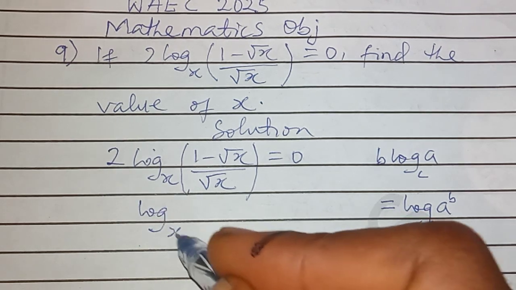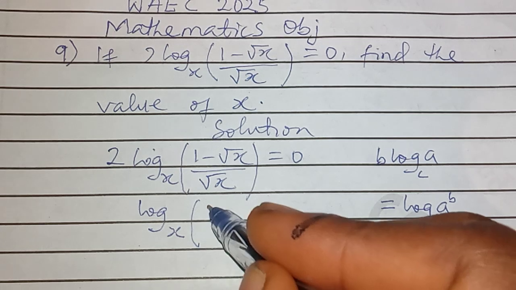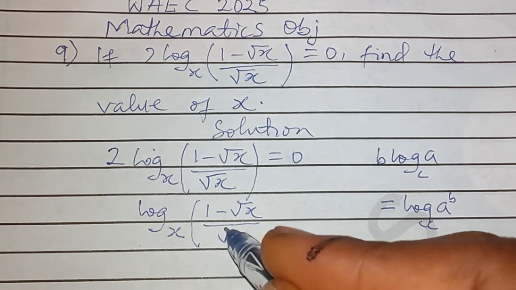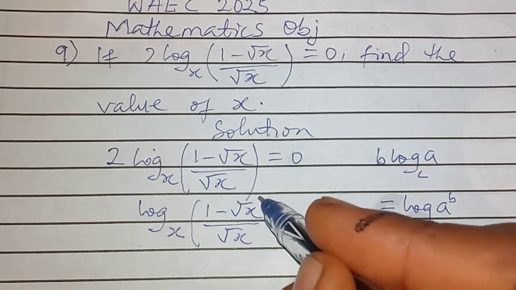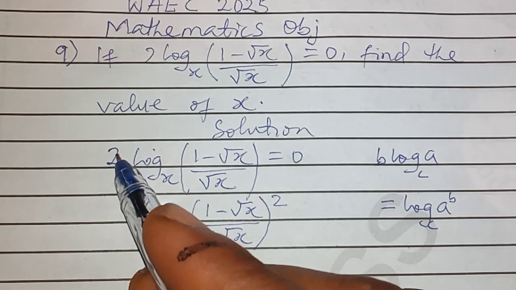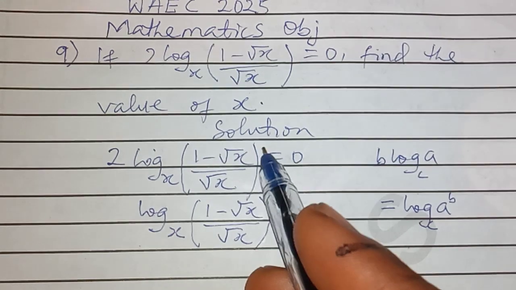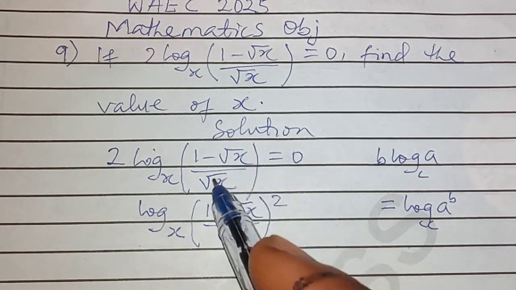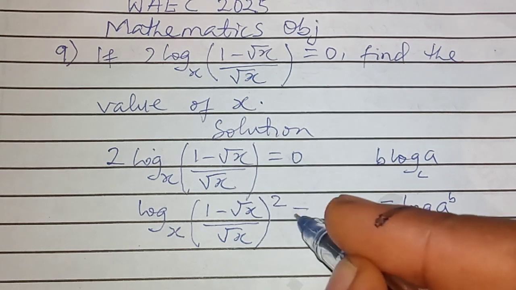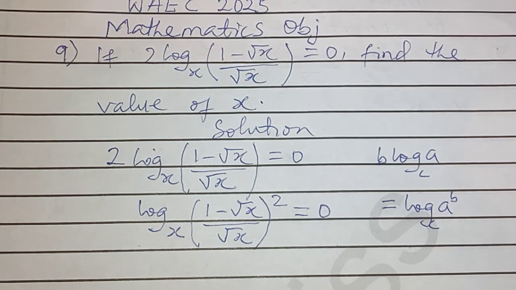So in doing that, we are going to write log base x of 1 minus square root of x all divided by square root of x close bracket all raised to power 2. So we have brought this 2 here and made it the power of everything inside the bracket. So this is equal to 0.